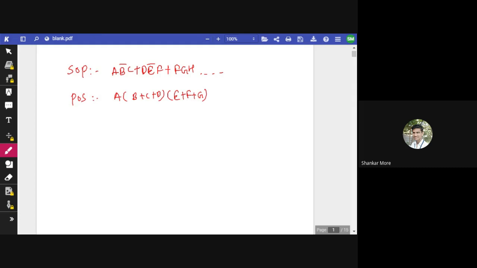You must know that these are called min terms and these are called max terms. Each term in SOP is called a min term, and each term in POS is called a max term. After that, I guess we have seen De Morgan's theorem as well.